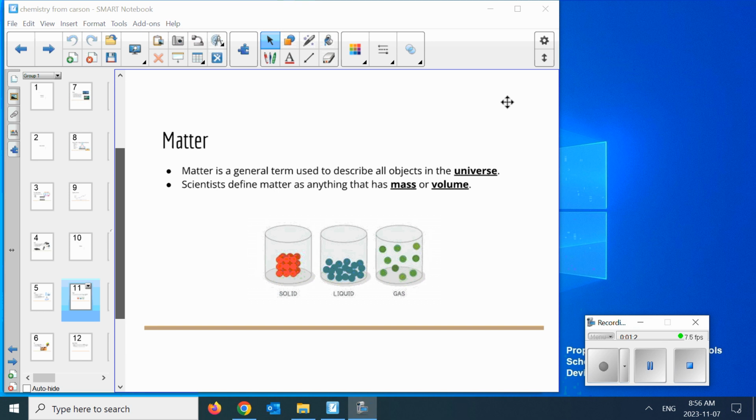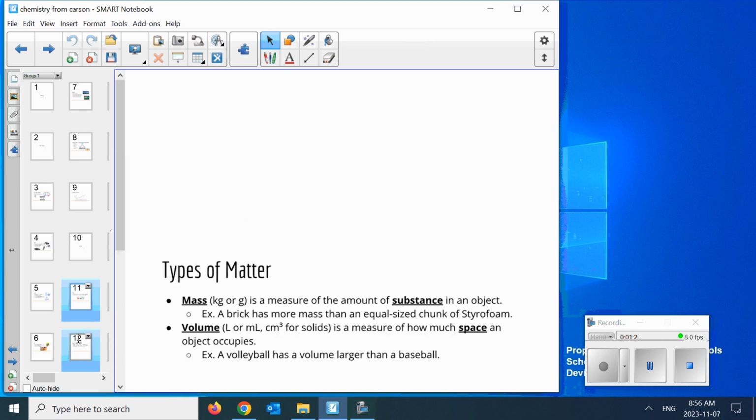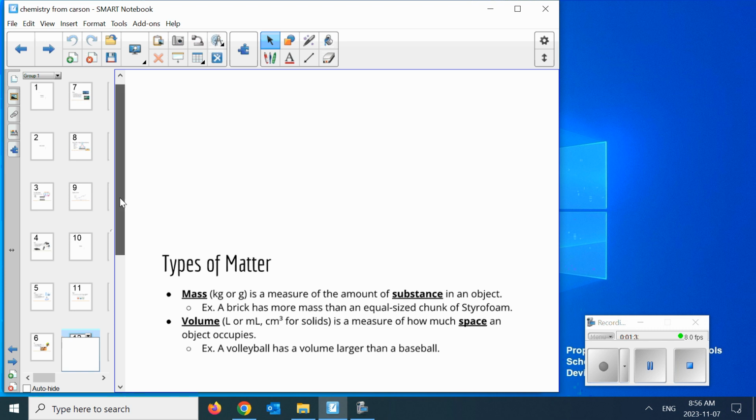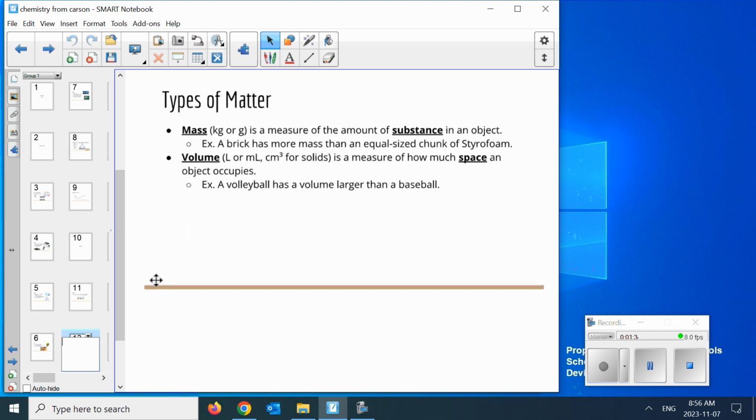Okay. So we're good with mass and volume, right? Anything that has mass or volume. Anyways, types of matter. Mass, measured in kilograms in the metric system, or grams, is a measure of the amount of substance in an object. Example, a brick has more mass than an equal-sized chunk of styrofoam. I think you guys know that, right?